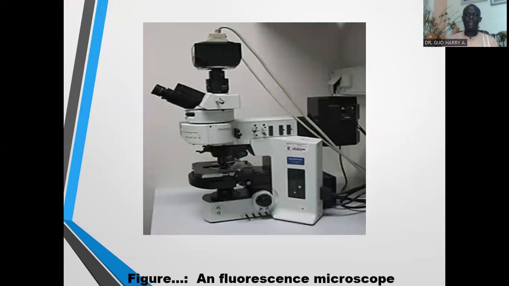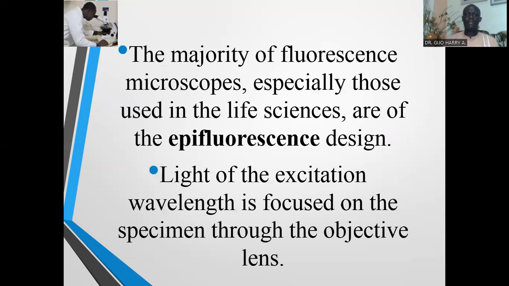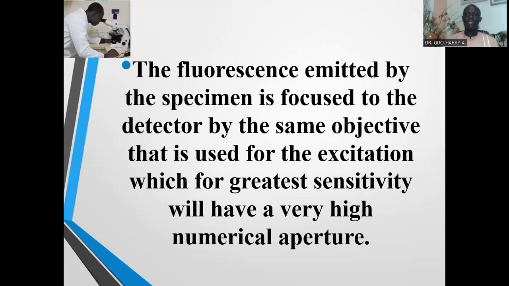This is the fluorescent microscope, and the majority of fluorescent microscopes, especially those used in the life sciences, are of epifluorescence design. Light of excitation wavelength is focused on the specimen through the objective lens. The fluorescence emitted by the specimen is focused to the detector by the same objective that is used for the excitation, which for greatest sensitivity will have a very high numerical aperture.